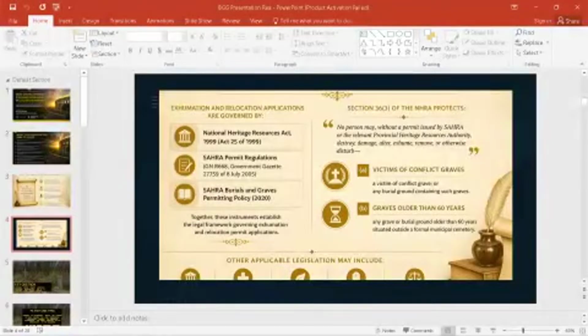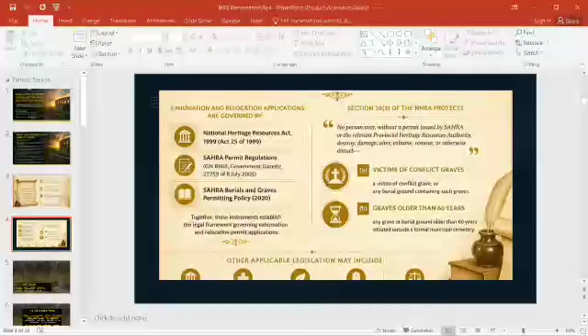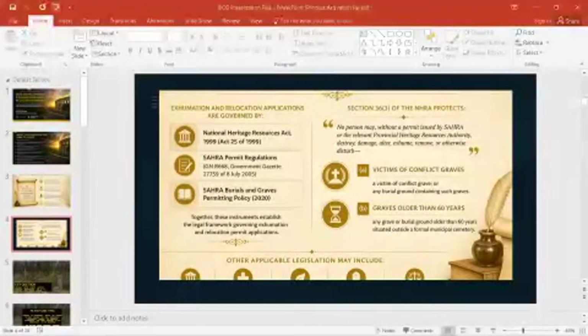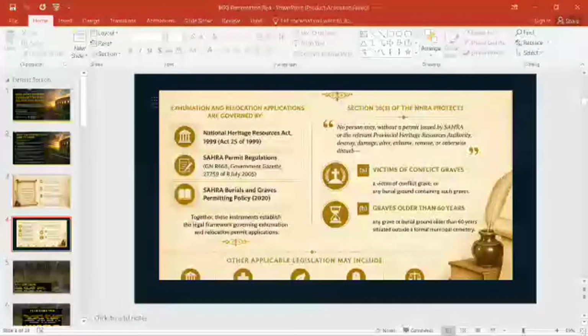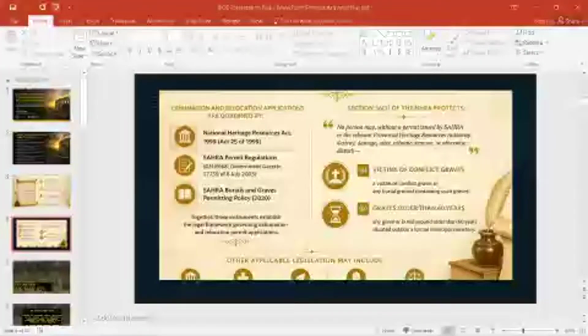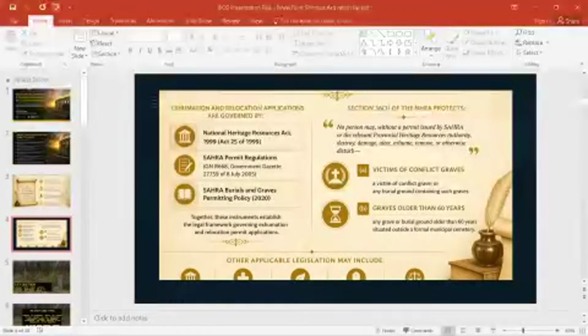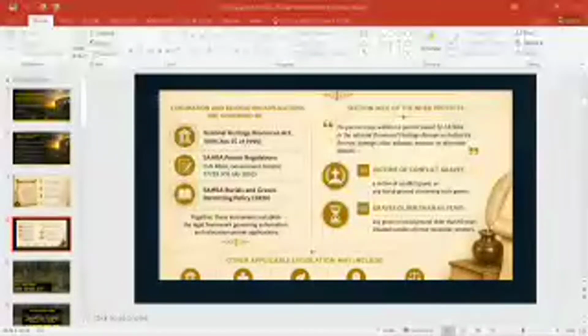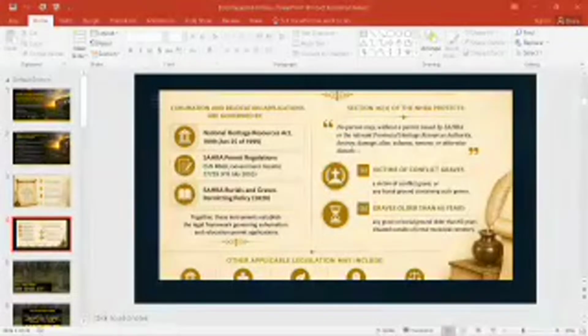As my colleagues have said, I'm not going to go into detail about it. But the one point that I want to make is that the national act places a responsibility on authorities to conserve and protect certain categories of burial grounds and graves. Consequently, relocation and alteration only proceed once the required permits have been obtained and the necessary consultation processes have been completed.